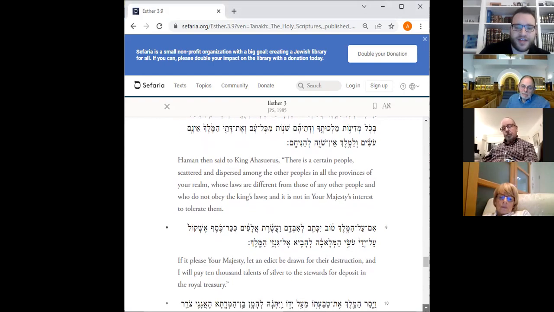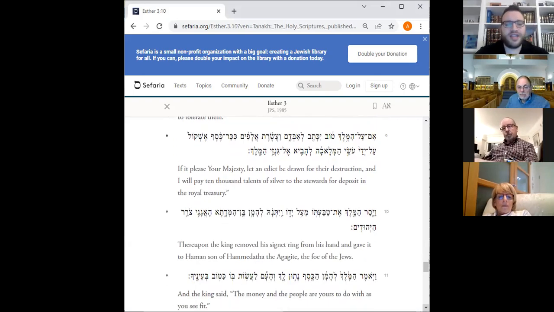We move on to verse 10: "Thereupon the king removed his signet ring from his hand and gave it to Haman, son of Hammedatha the Agagite, the foe of the Jews."